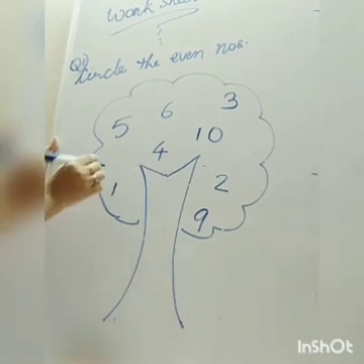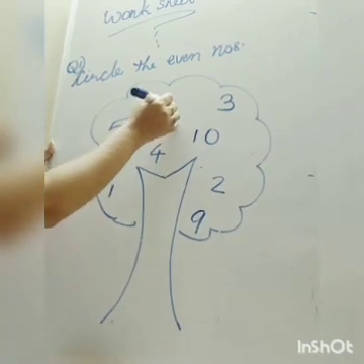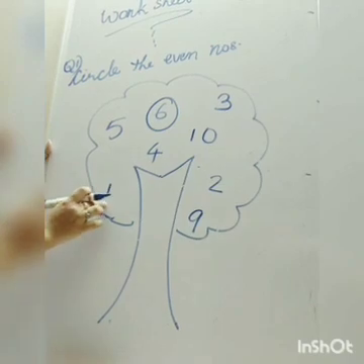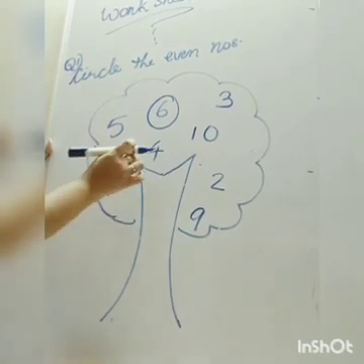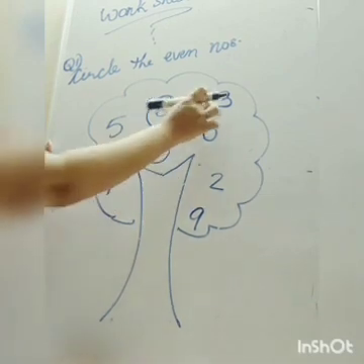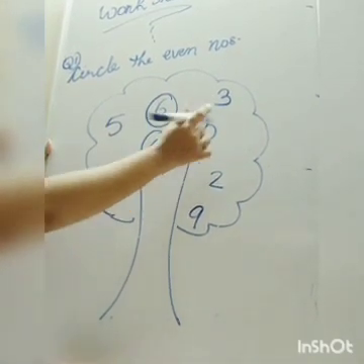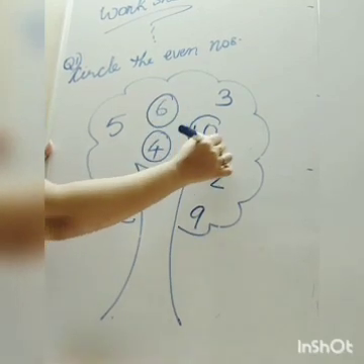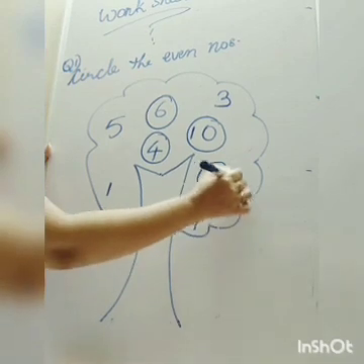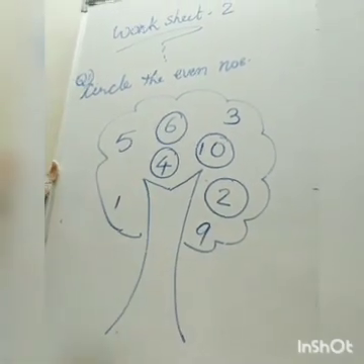Circle these numbers. 5 is an even number? No. 6 is an even number? Yes. So circle 6. Then 1 is an even number? No. 4 is an even number? Yes. Circle 4. And 3 is an even number? No. 10 is an even number? Yes. So circle 10. And 2 is also an even number. Circle 2. 9 is not an even number.